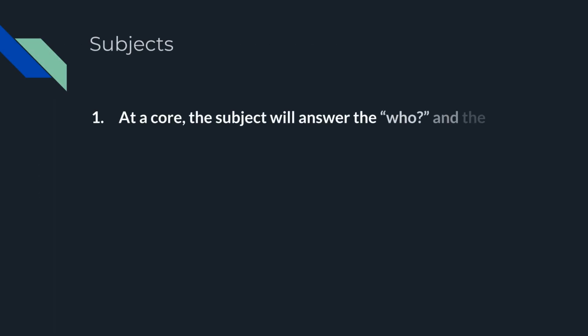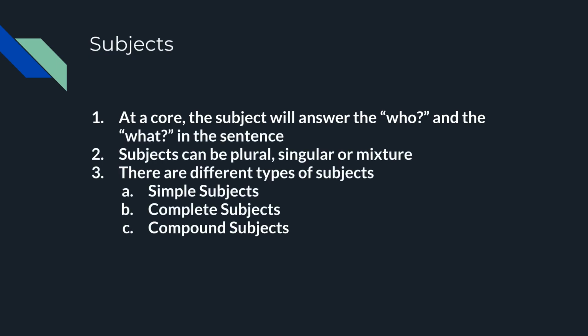Let's begin with subjects. The subject is the person, place, or thing that performs the action. In simple terms, the subject answers the question, who is doing something, or what is doing something. Subjects can be singular, plural, or a mixture. There are three types of subject: simple subjects, complete subjects, and compound subjects. Let's take a look at some examples in the next slide.